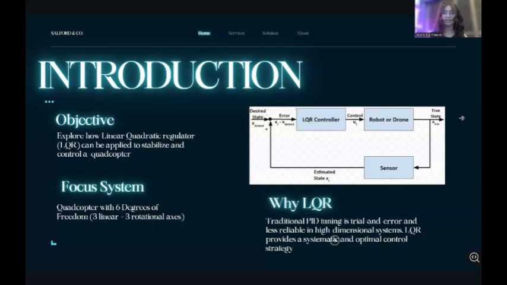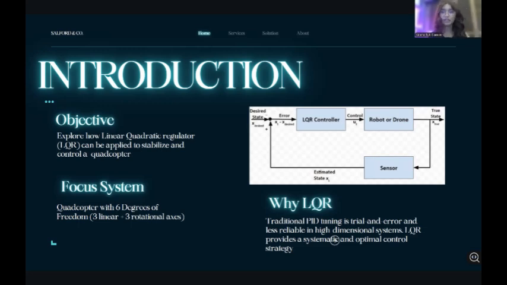So for the introduction, let's start with our main objective, which is to explore how LQR can improve the control performance of quadcopters, especially when compared to traditional methods like PID. The system we focus on is a quadcopter, which has 6 degrees of freedom, 3 linear and 3 rotational.